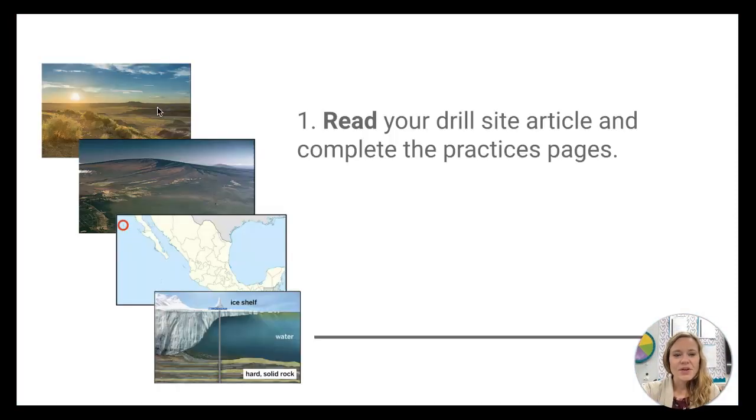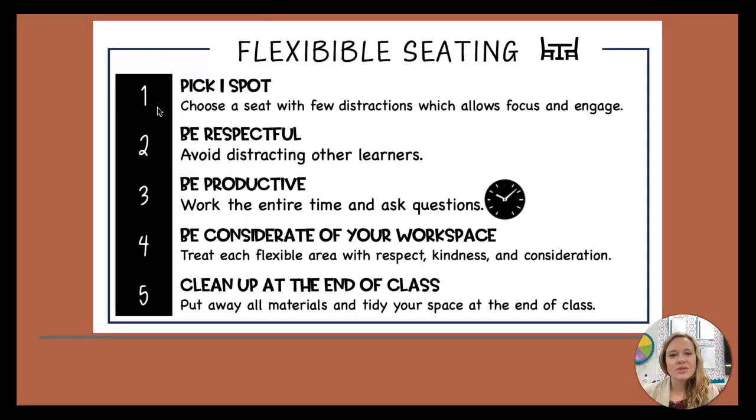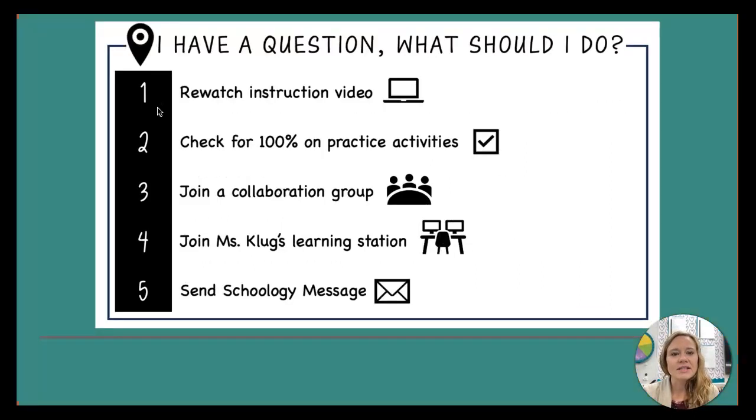And so today in your lesson, you should read your drill site articles in your practice pages and then complete the questions that go with them. Then show what you've learned by working on shading the regions of Earth's outer layer in the coloring page. And remember that you should be using flexible seating: being respectful, picking one spot, being productive, staying on task, and cleaning up at the end of class.